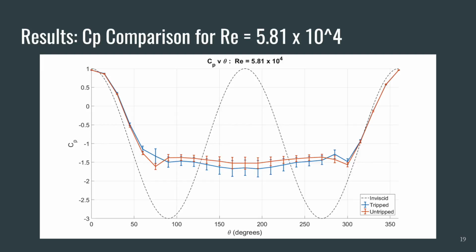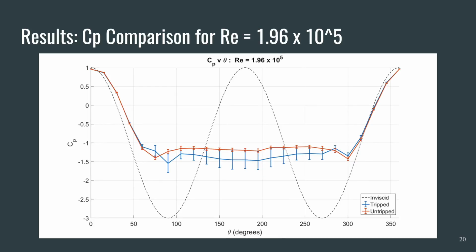However, because this experiment was conducted with the trip strip placed past the point of separation, it actually resulted in a larger wake, which therefore resulted in the pressure on the backside of the cylinder being lower with the trip strip than without it. When the wind tunnel was run at a higher Reynolds number of 1.96 times 10 to the fifth, the results showed a similar trend to the test at a lower Reynolds number, where the trip strip resulted in a larger wake, resulting in lower pressure on the backside of the cylinder than it did without the trip strip.